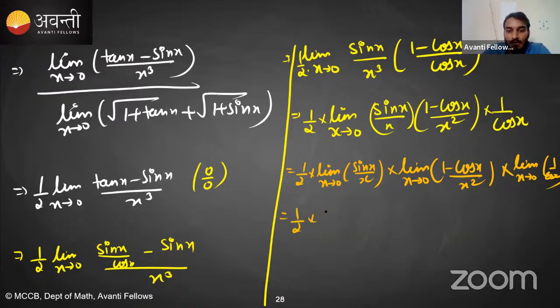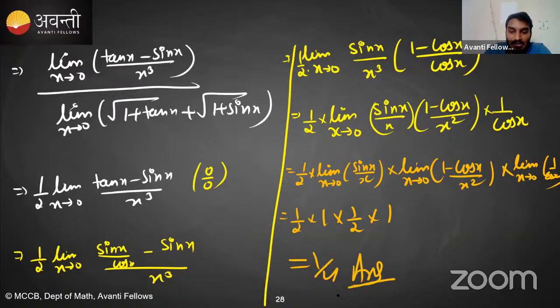1. What is the limit of x tending towards 0 of 1 minus cos x upon x square? 1 by 2 into, put x is equal to 0 in 1 upon cos x, you will get 1. So it means the answer is 1 by 4. So 1 by 4 is the answer.